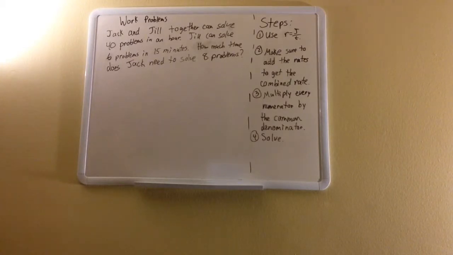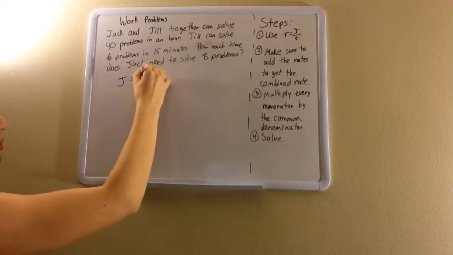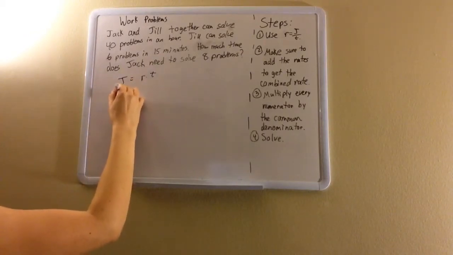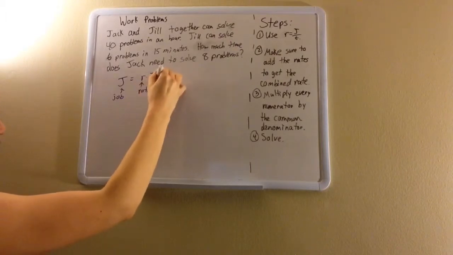So the first thing that you're really doing is you're using this formula, R equals J over T. And if you're not familiar with this, this is where it comes from. It comes from J is equal to R times T. So J really stands for job, R is the rate, and T is the time.